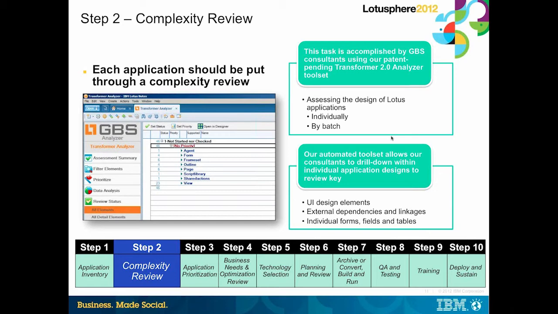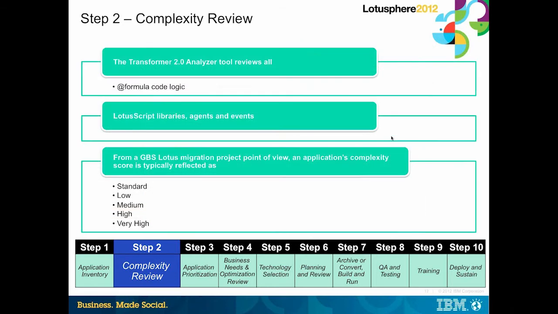We've got a small screenshot there: number of agents, forms, frame sets. But it goes beyond just giving me a list of the design elements, because while that can be an indication of the complexity of the application, I need to know much more than that. I need to actually know the type of code that is in that application. So our analyzer tool also gives us information about the formula logic being used, as well as information on any of the written LotusScript agents and events that are in there.